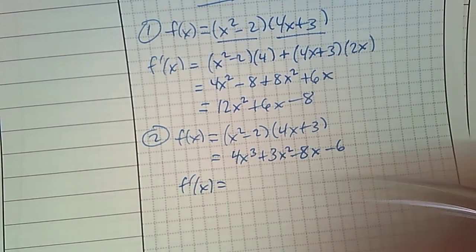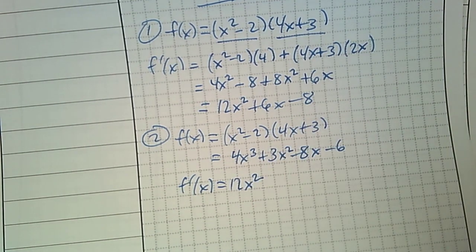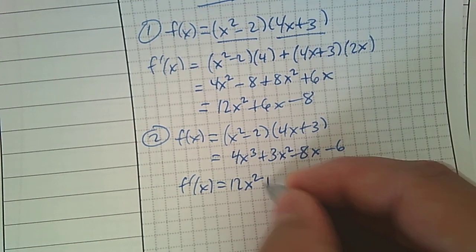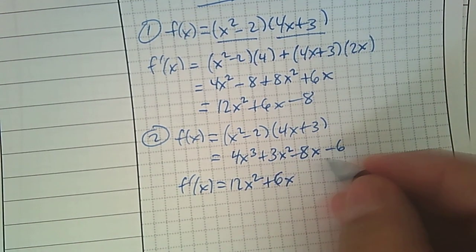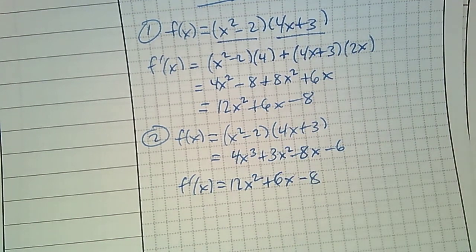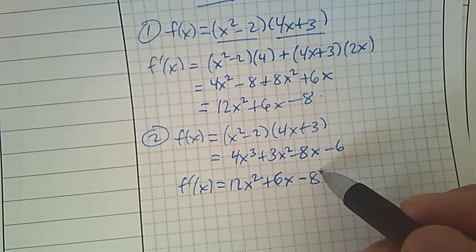Then just do the power rule. So 3 times 4 is 12x, and subtract 1 from the exponent. 2 times 3, that's 6x, subtract 1 from the exponent, and negative 8x is just negative 8. And negative 6 is 0, so we don't need it. And now you can compare. You could see the product rule, or doing algebra first and doing the power rule, they give you the same answer.